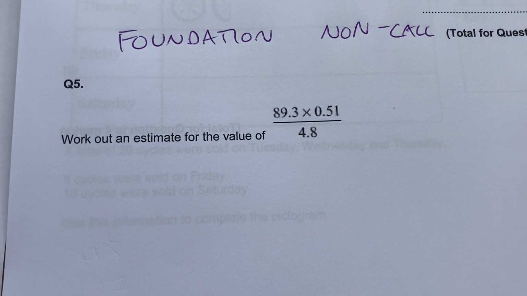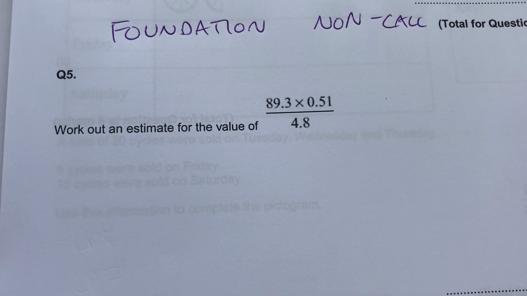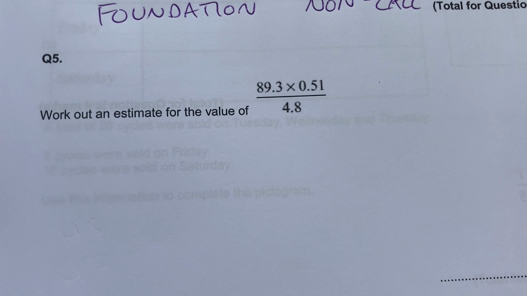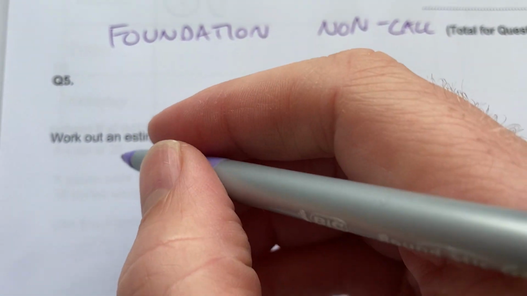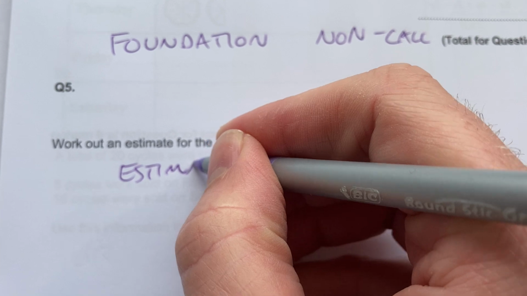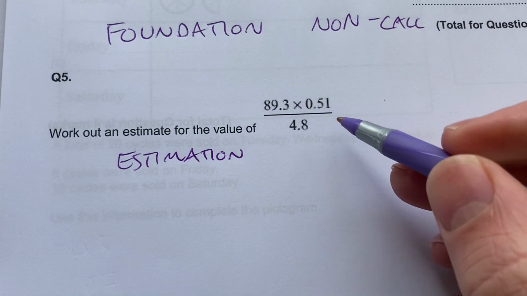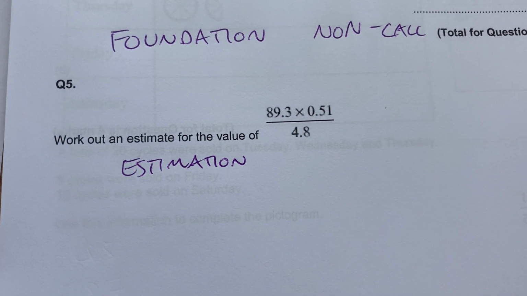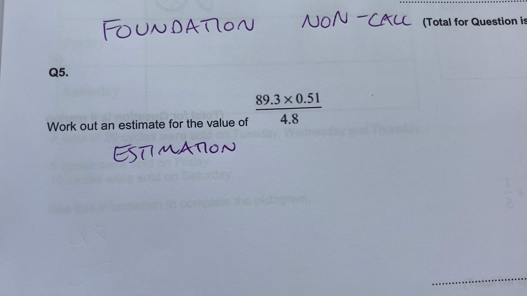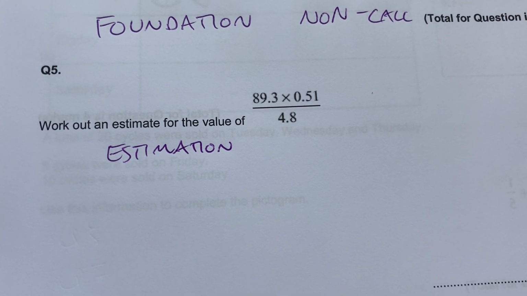Hello, we're going through the Year 10 Foundation non-calculator paper and just a few key questions they want to go over. First one is question 5 on estimation. So we don't actually work out those decimal numbers. We use rounding to get to a nearest whole number or something appropriate.